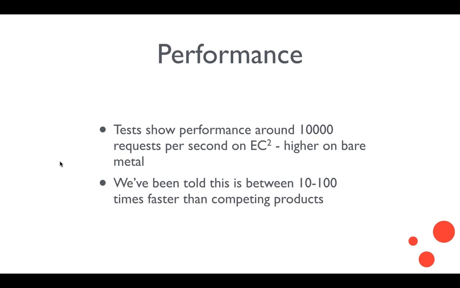Okay, so to performance. We've done some preliminary performance tests. Deployed on Amazon EC2 on a large instance, we found we could do 10,000 requests per second per EC2 node. That's probably quite a bit higher on a bare metal deployment. And the feedback so far is that we're somewhere between 10 to 100 times faster than competing products, which is something that we're really proud of.